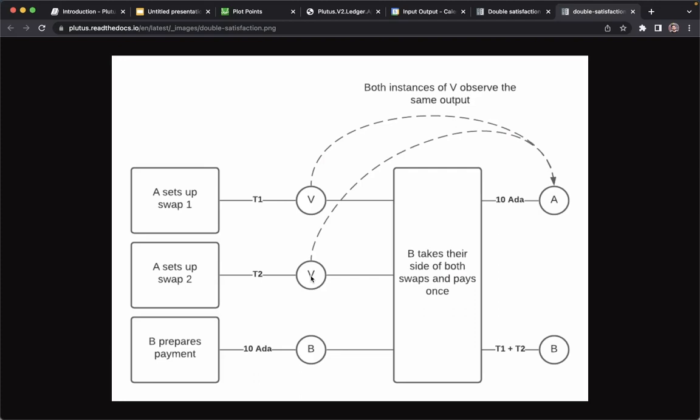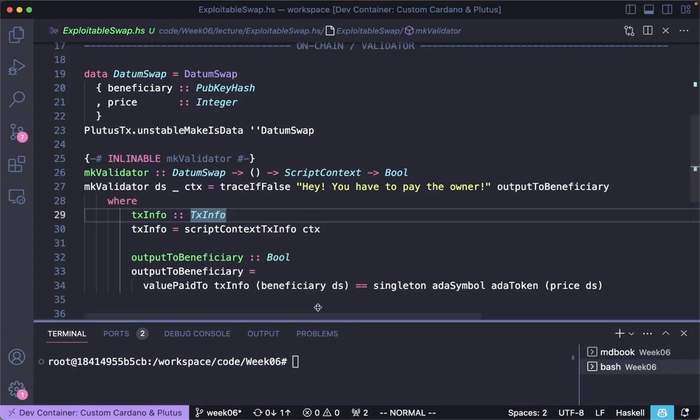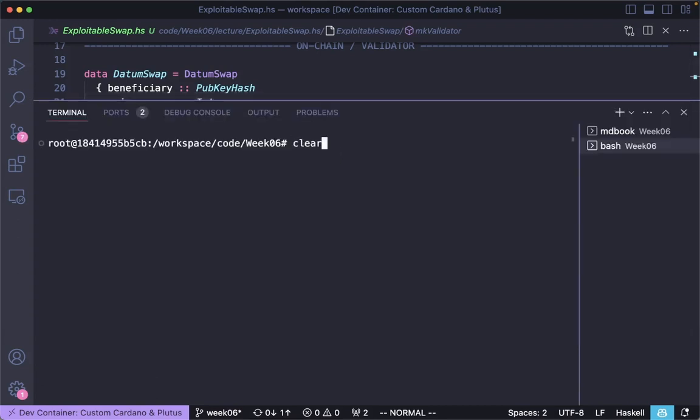So this week's homework is to create the tests needed to catch this vulnerability. And once those tests work as expected, you have to fix the validator and run the tests again to make sure that now it is resistant to double satisfaction. As a little help, this is how the test should look like before fixing the validator.